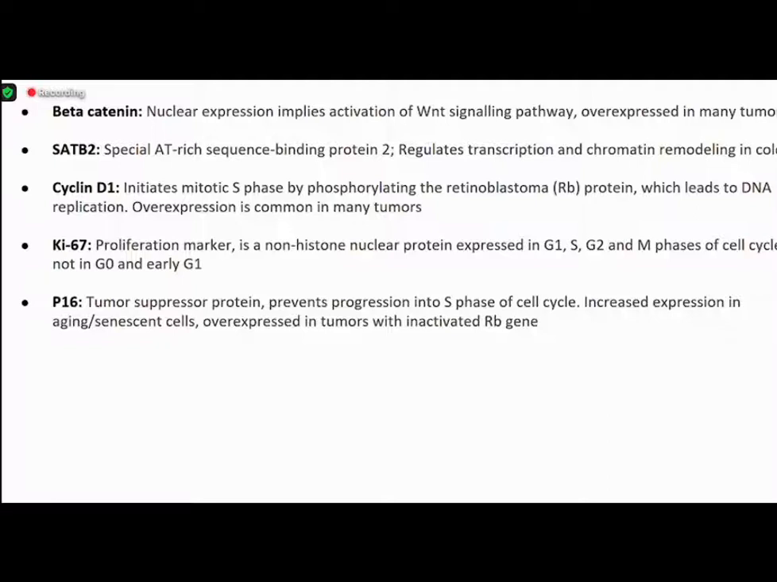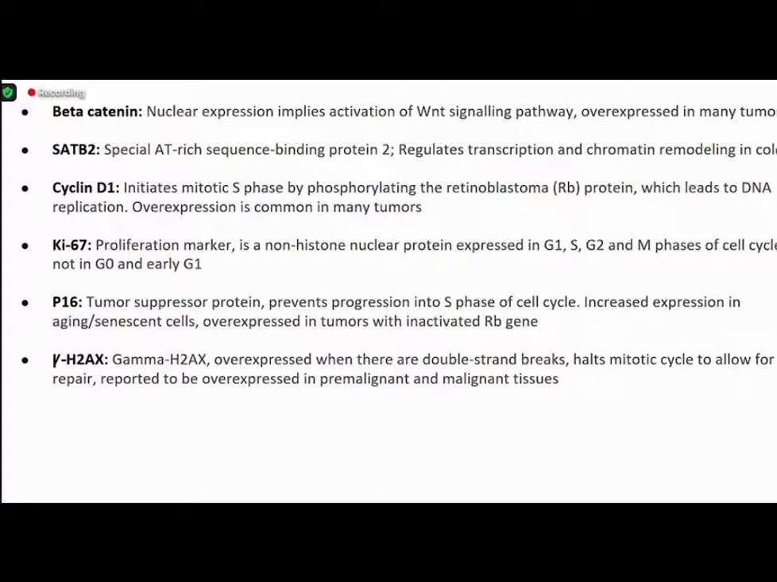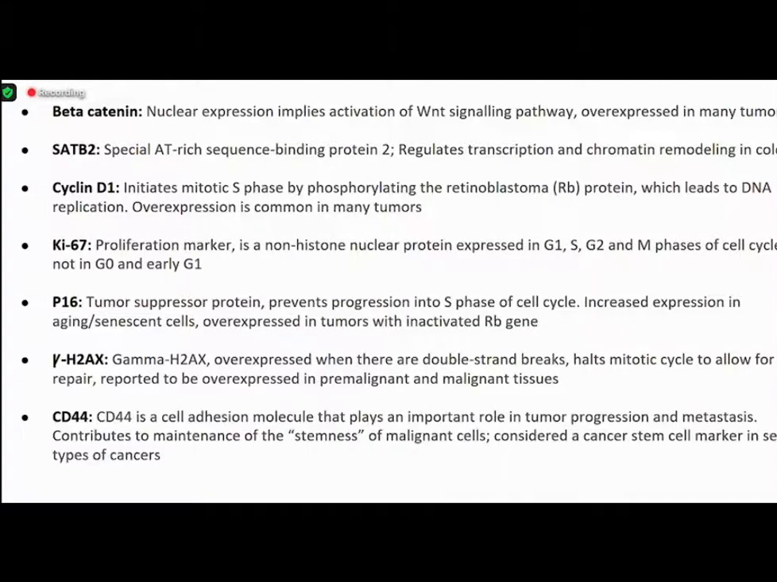P16 is a tumor suppressor protein, which prevents progression into the S phase of the cell cycle. Its increased expression is seen in aging and senescent cells and is overexpressed in many tumors with inactivating RB. Gamma-H2AX is overexpressed when there are double-strand breaks, and it halts the mitotic cycle normally to allow for DNA repair, and it has been reported to be overexpressed in pre-malignant and malignant tissues.